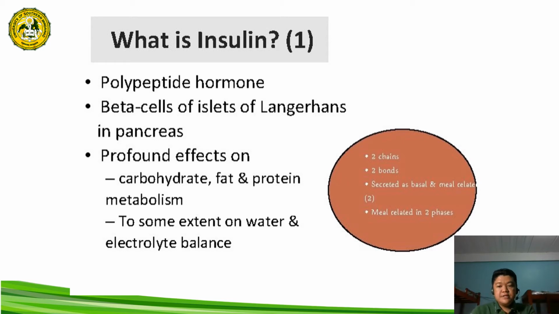So insulin is a polypeptide hormone. When you say polypeptide, that is a polymer of amino acids that is joined together by peptide bonds. It is produced by the beta cells of the islets of Langerhans in the pancreas, and it has a profound effect on carbohydrate, fat, and protein metabolism.